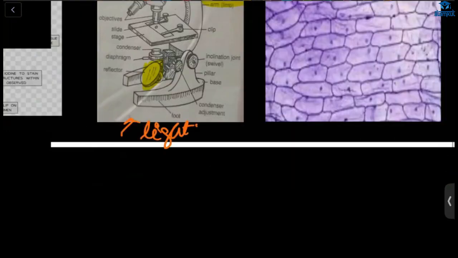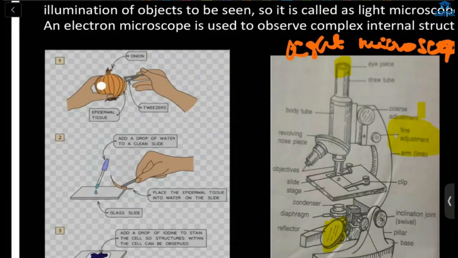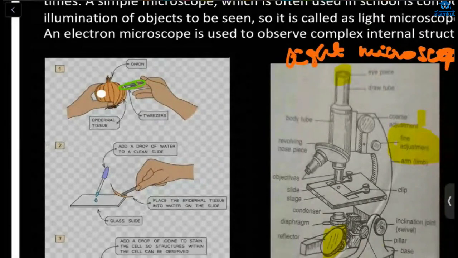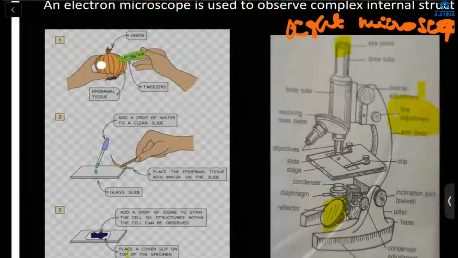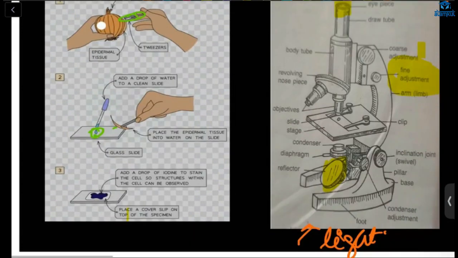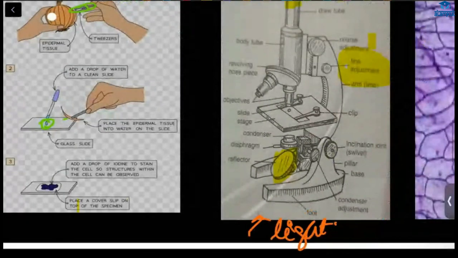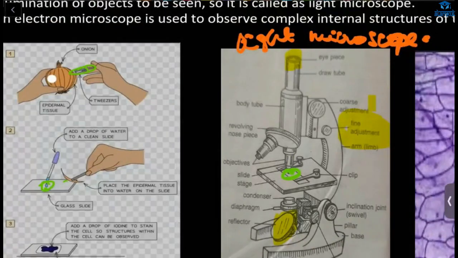Now, one activity was there. We take an onion, and we peel the skin. Then we put this on the glass slide. We pour a drop of water, then the skin of the onion. Then we put iodine stain, and then we put this slide here. Then we see through the eyepiece.